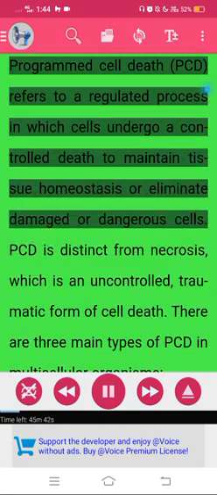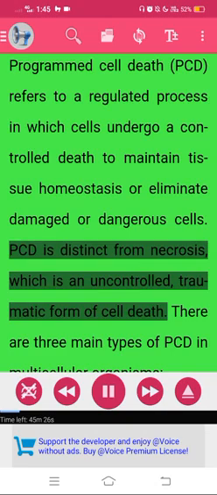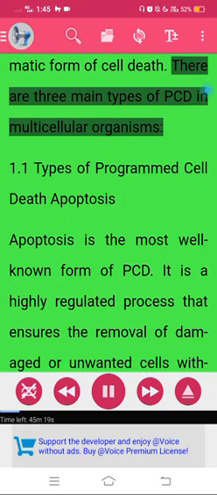Programmed cell death (PCD) refers to a regulated process in which cells undergo a controlled death to maintain tissue homeostasis or eliminate damaged or dangerous cells. PCD is distinct from necrosis, which is an uncontrolled, traumatic form of cell death. There are 3 main types of PCD in multicellular organisms.